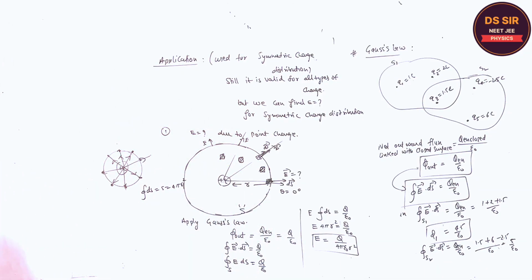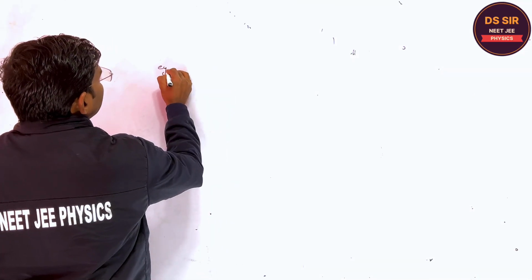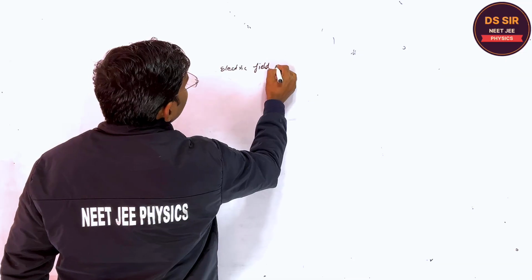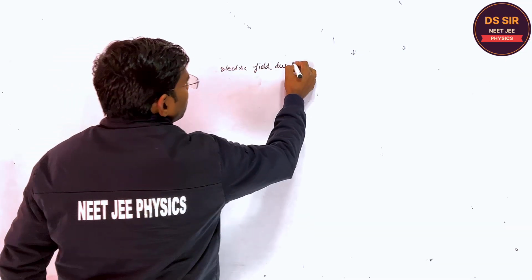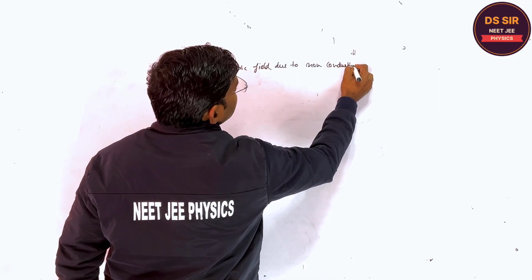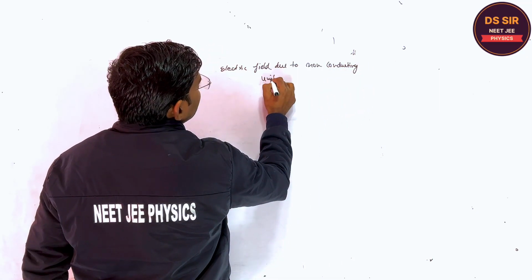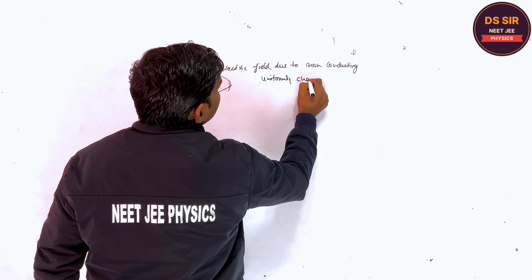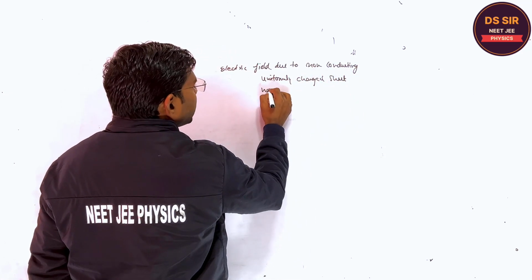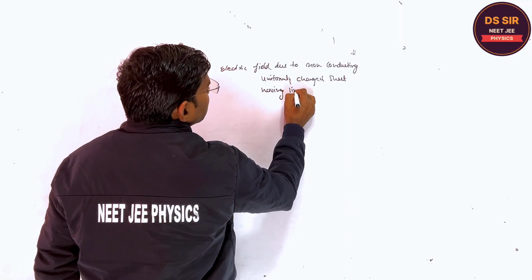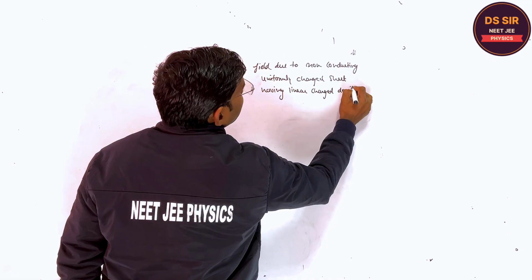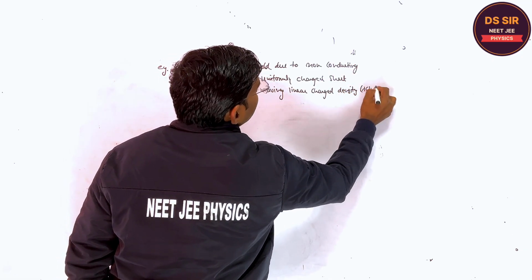Yes. Copy this. So listen one thing. For example, the electric field due to a non-conducting uniformly charged sheet having linear charge density lambda coulomb per meter, right?